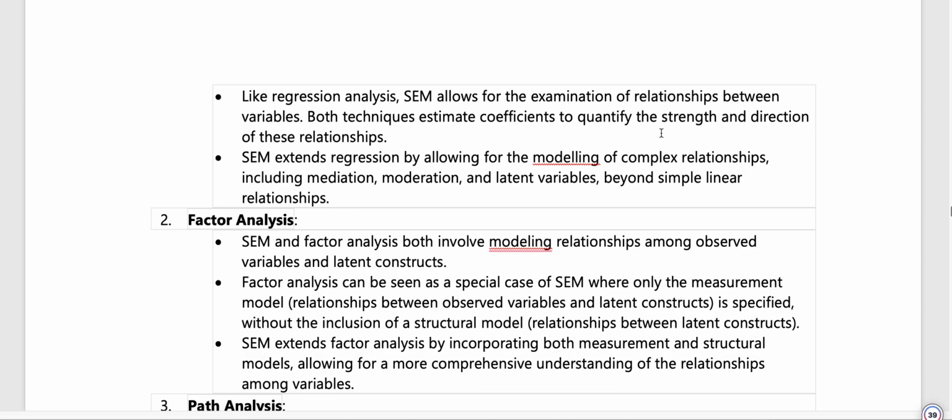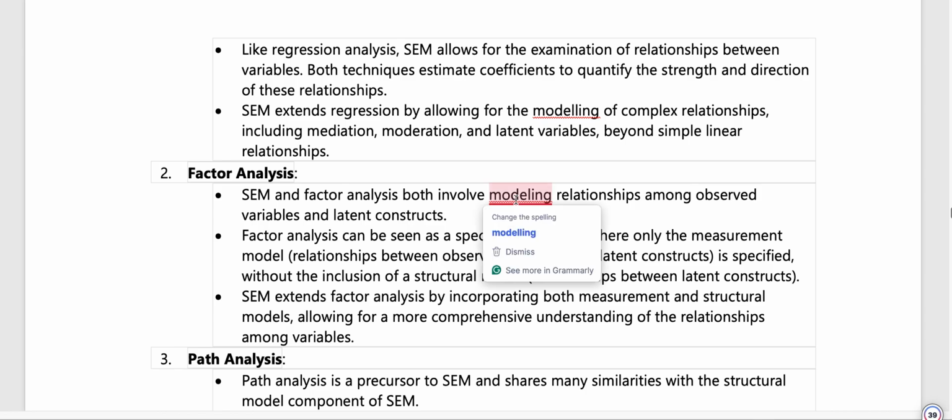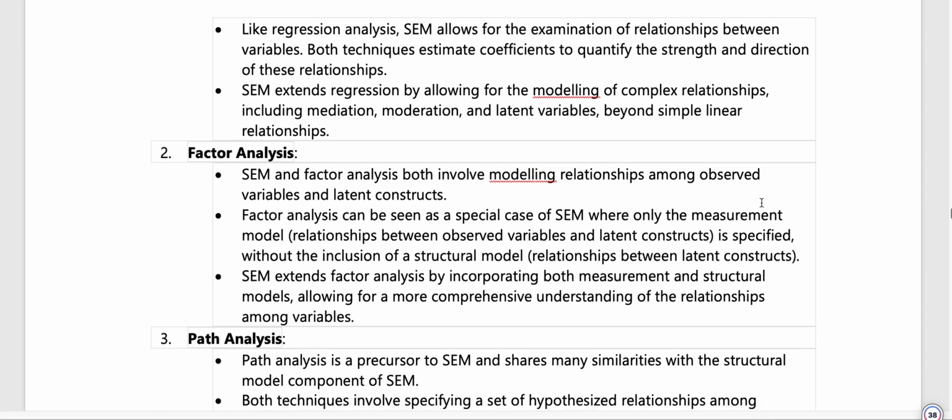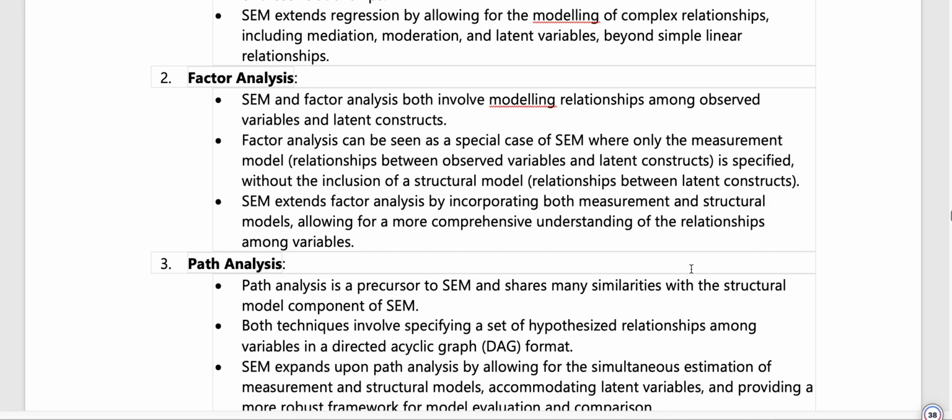Factor analysis and structural equation modeling both examine relationships among observed variables and latent constructs. Factor analysis can be seen as a special case of structural equation modeling where only the measurement model, the relationship between the observed variables and the latent constructs, is specified without the inclusion of structural model relationships between the latent constructs. Structural equation modeling extends factor analysis by incorporating both measurement and structural models, allowing for a more comprehensive understanding of the relationships among the variables.